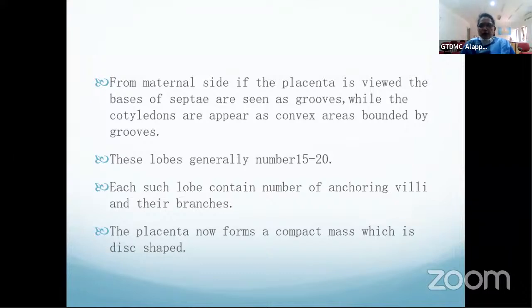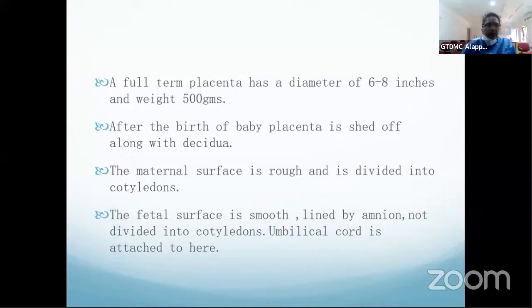Then the placenta forms a compact, disc-shaped mass. A full-term placenta has a diameter of 6 to 8 inches and weighs about 500 grams on average. If the fetus is large, then the placenta also becomes large, as in diabetes, that is macrosomic babies, more than 4 kg. Otherwise, the average is around 500 grams.